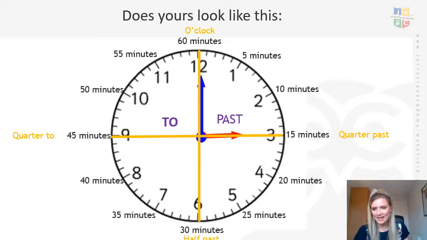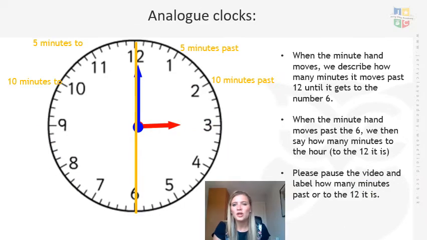Now what we're going to move on to next is, we don't say that it is 55 minutes past or 55 minutes to. What we do say is we start to change it slightly, and that's what we're going to have a look at doing now. So when the minute hand moves, we describe how many minutes it moves past the 12 until it gets to the 6, or how many minutes it needs to get to the 12. So for example, if we have a look at mine, I have said that it is 5 minutes past, because we know once the minute hand moves to the 1, that is 5 minutes and it has gone past the 12. So that will be 5 minutes past.